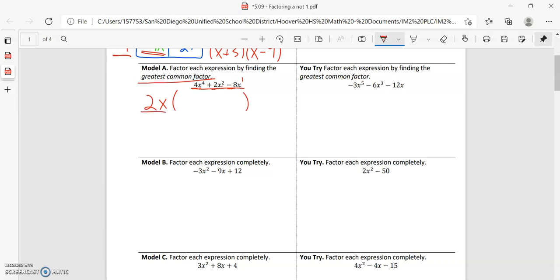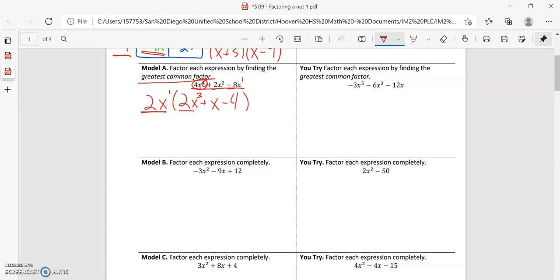So 2x times what equals 4x to the 4. We're missing a 2, and we have 1x here. We need to get to 4, so we're missing 3. Then 2x again times what equals 2x squared, plus 2 times 1 is 2. And then we have 1x, we need 2, so we have x to the 1. And 2x times what is -8x, that is simply -4.